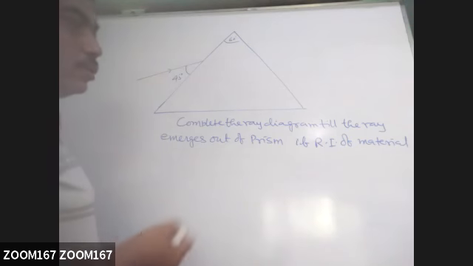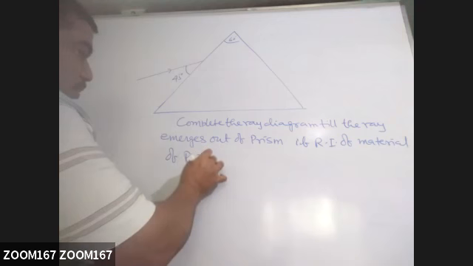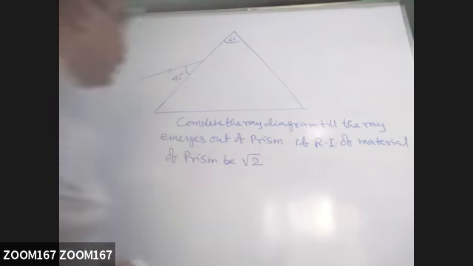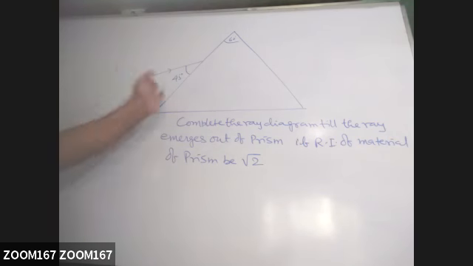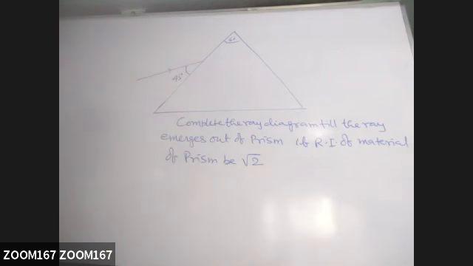If the refractive index of the material of the prism is given, suppose you have been given this one. As the angle is given, this angle is also given, and the refractive index is given. That means you are supposed to find all the angles.